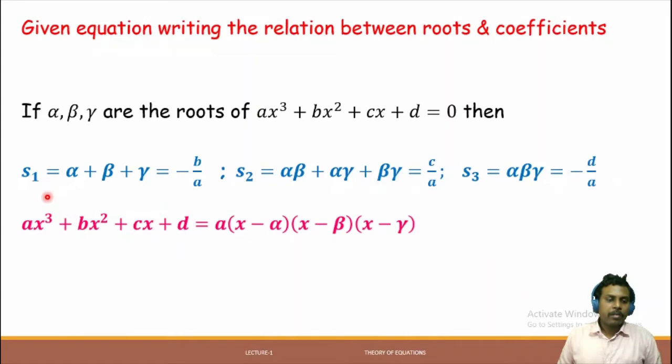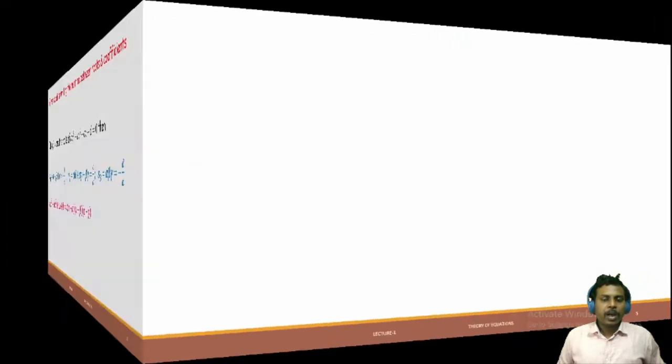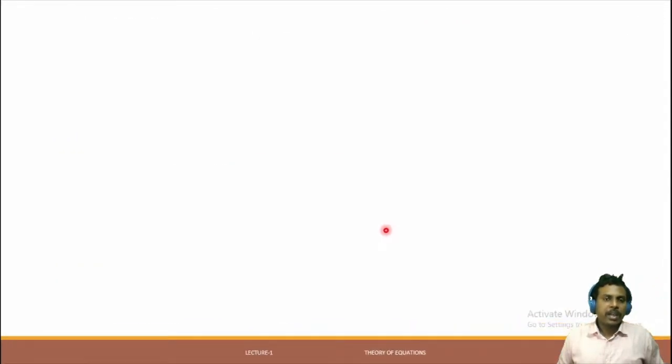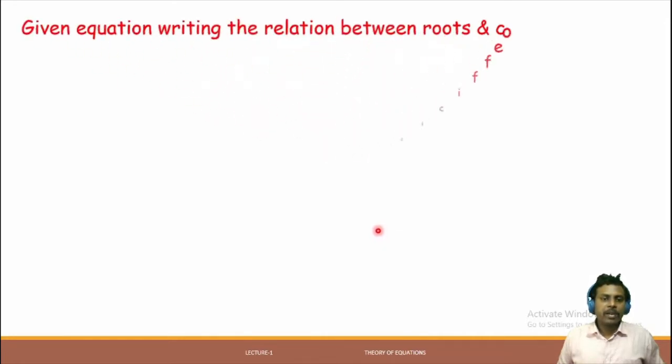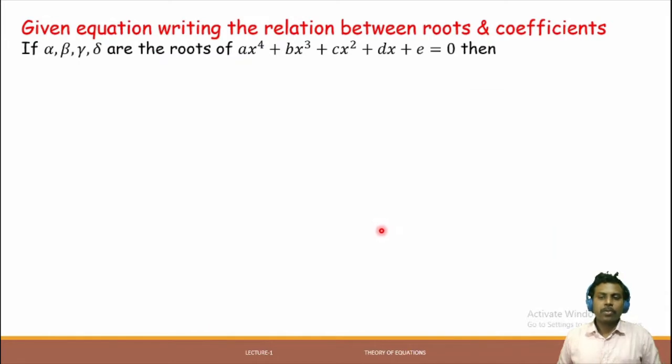Okay. Now, as a result of the fundamental theorem of algebra, if alpha, beta, gamma are the roots, we can write the equation ax cube plus bx square plus cx plus d is equal to the product of the leading coefficient and these three factors, (x minus alpha) into (x minus beta) into (x minus gamma). Okay. Now, we see the same thing in degree 4 equations. Given equation, writing the relations between the roots and the coefficient.